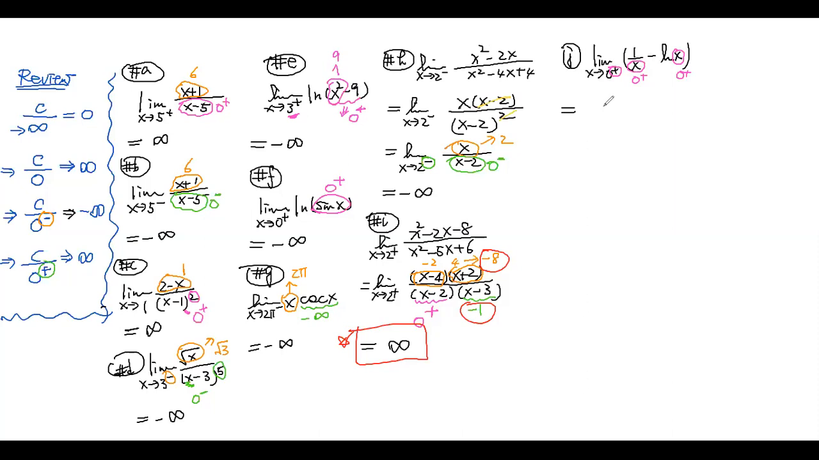So 1 over x, when you approach 0 from the right-hand side, will be positive infinity. Then minus natural log. Remember, we just did the graph here, natural log is this graph, right? So when x approaches 0 from the right-hand side, what happens here? It will approach negative infinity. So this will be infinity plus infinity. I definitely know infinity plus infinity is infinity.